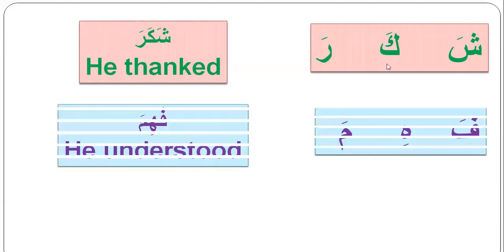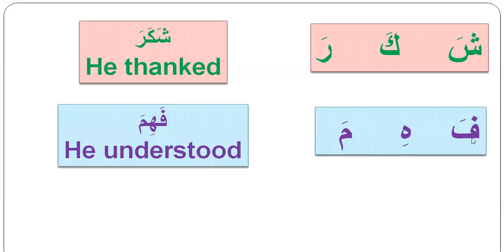The second one, fa with fatha, fa. Ha, it has kasra, he. Mim, fatha, ma. So the word we read fa, he, ma. Fahima, he understood.